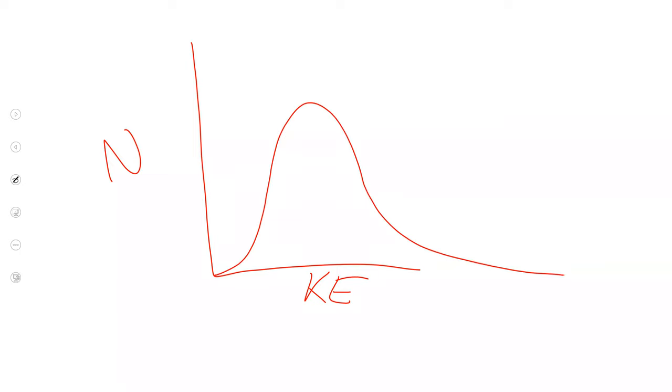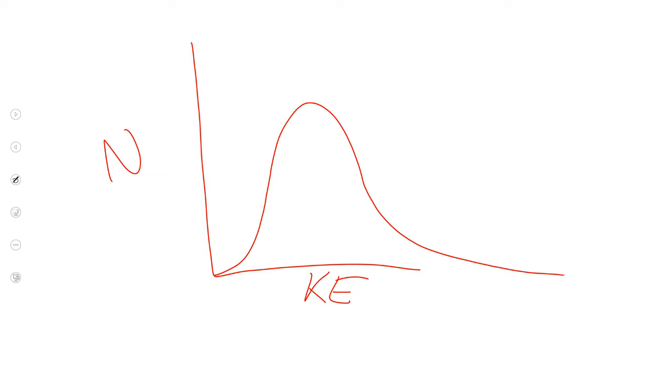1 to 10 versus kinetic energy or velocity for that matter. It's going to look kind of like a bell curve. Except it stops at zero because you can't have negative velocity. We're talking about how fast these things are moving. They have to be moving. They can't be moving slower than zero. So it's not a true bell curve. It's actually what's called a Boltzmann distribution. It's not a Gaussian distribution. It's a slightly different function.